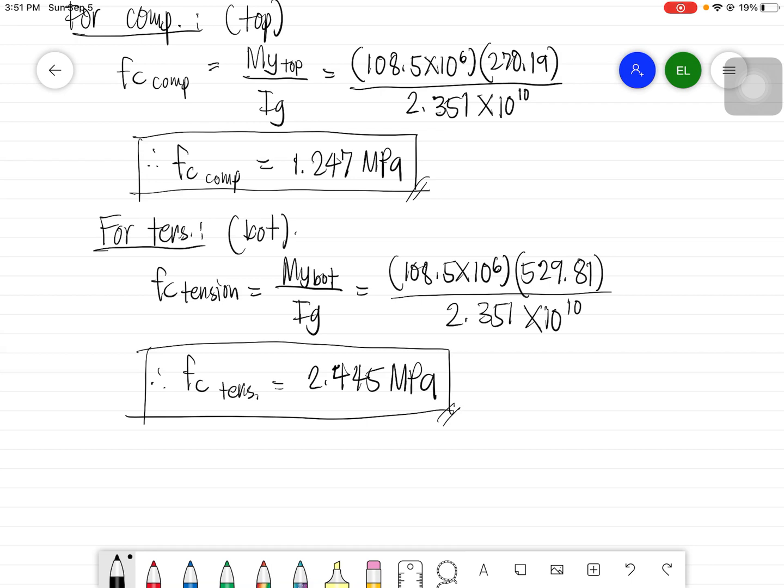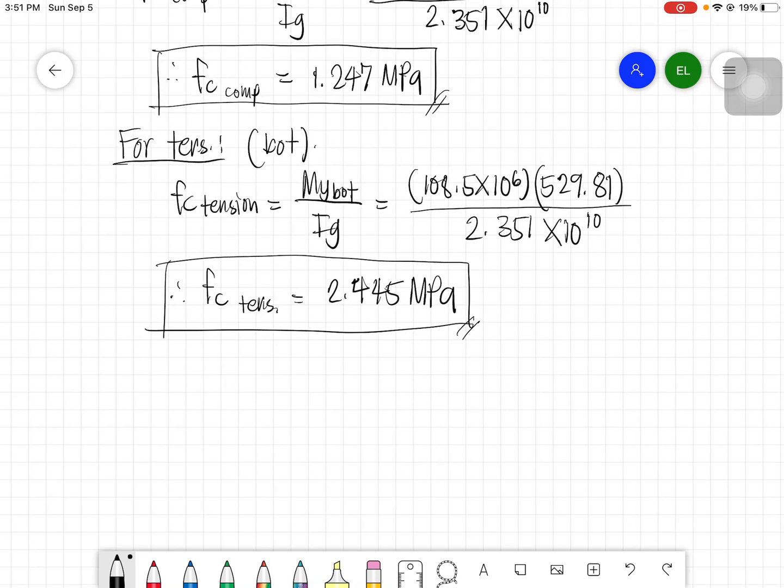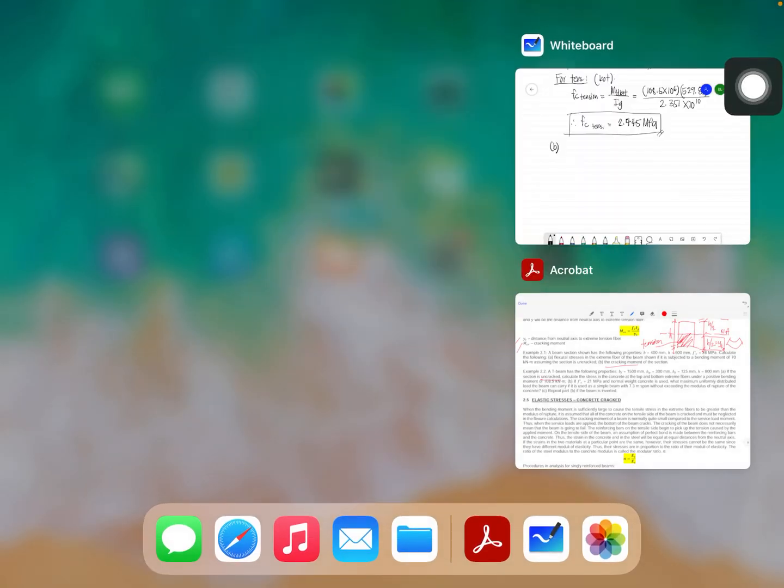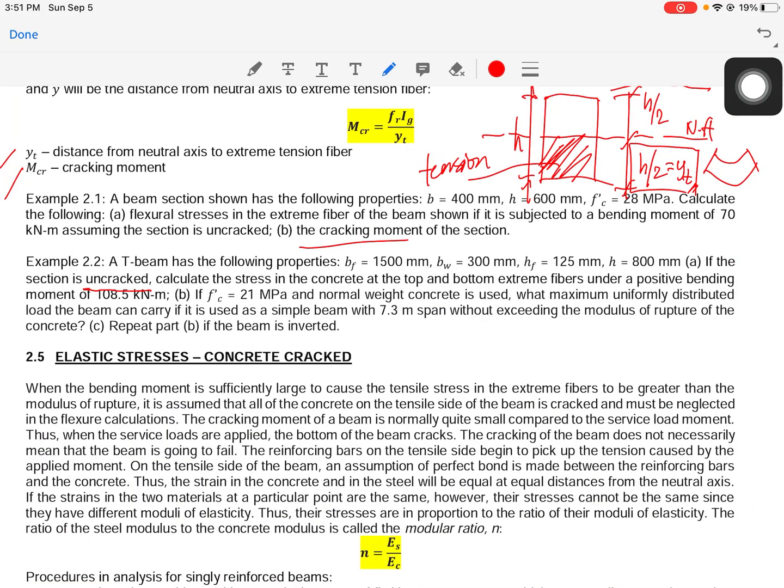Okay, so let's proceed to letter B, wherein we are tasked to get the maximum. Take note, guys, the maximum uniform distributed load that the beam could carry if we have a simply supported beam.